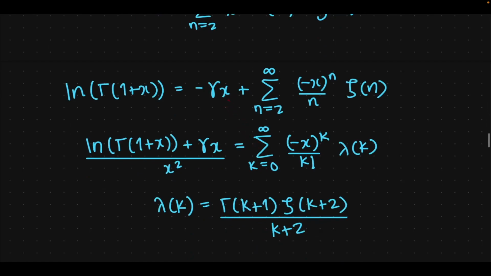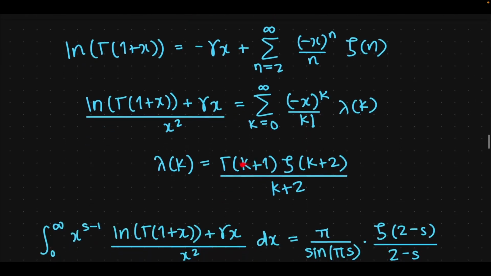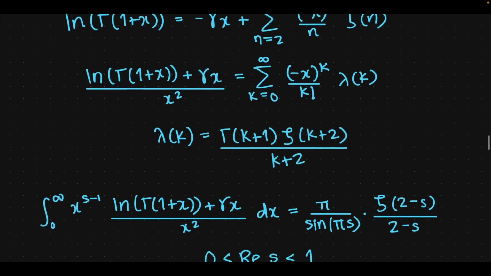Just add this Euler-Mascheroni times x to both sides and divide by x squared. So we get natural log of gamma of 1 plus x plus Euler-Mascheroni x divided by x squared equals sum from k equals 0 to infinity minus x to the k over k factorial times lambda of k, where lambda of k is gamma of k plus 1, Riemann Zeta of k plus 2 over k plus 2.